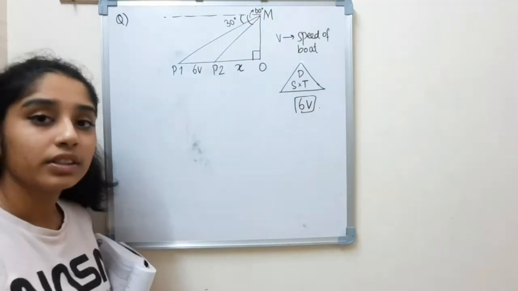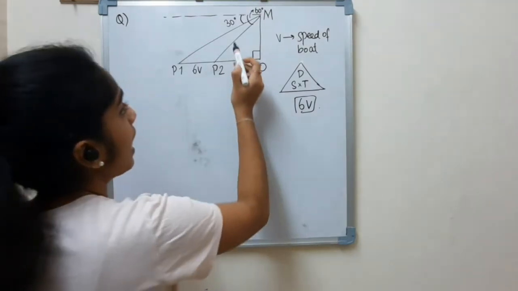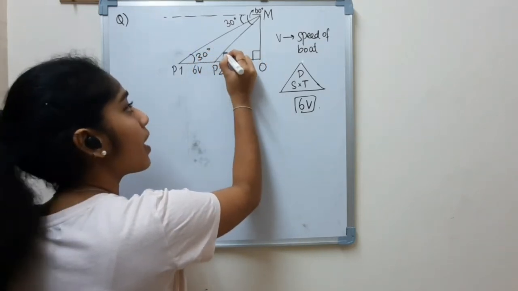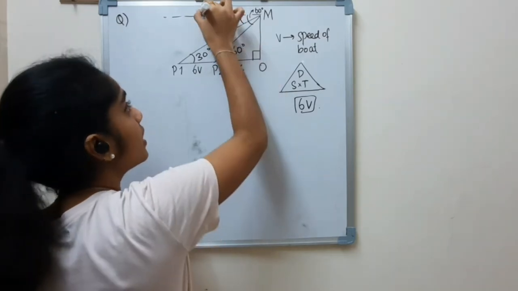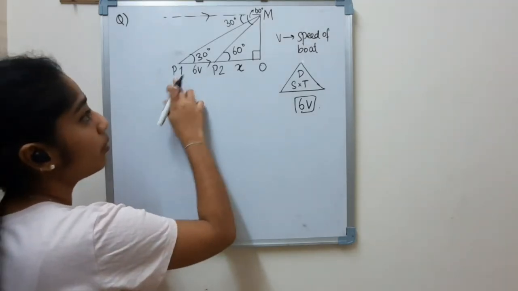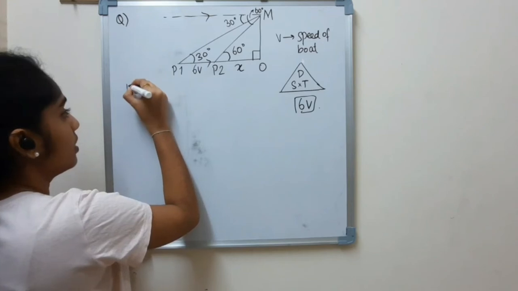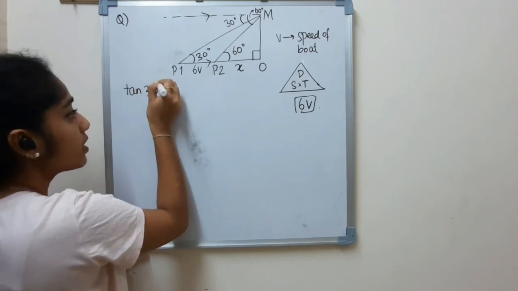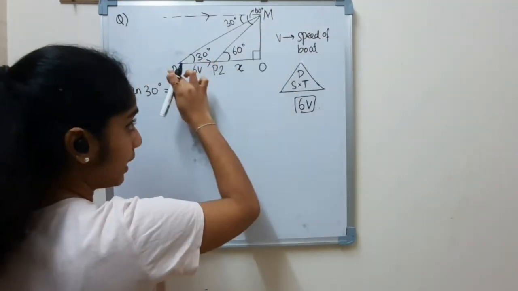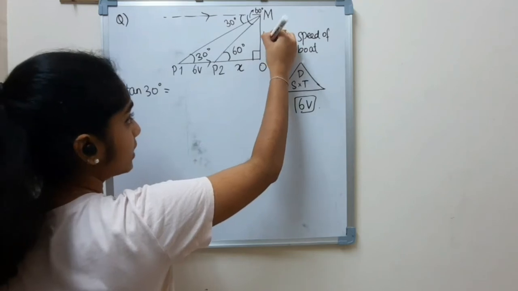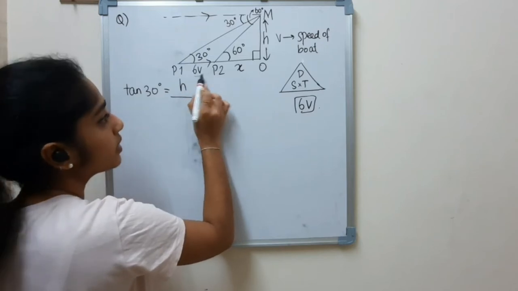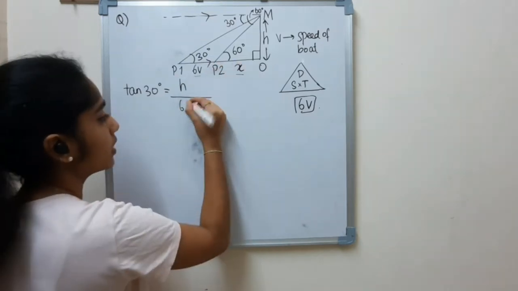In these type of questions, you usually take tan of something, and also we know that these two are alternate angles. So this will be 30 degrees and this will be 60 degrees because the cliff and the ground are parallel. So in triangle P1MO, we have tan 30, right? Just look at that triangle, the bigger one. We have tan 30 as opposite by adjacent, and let's say this is the height of the cliff. So h by 6v plus x, right? This plus this plus x.